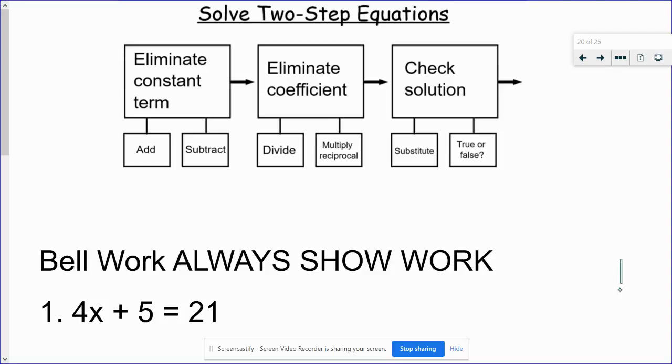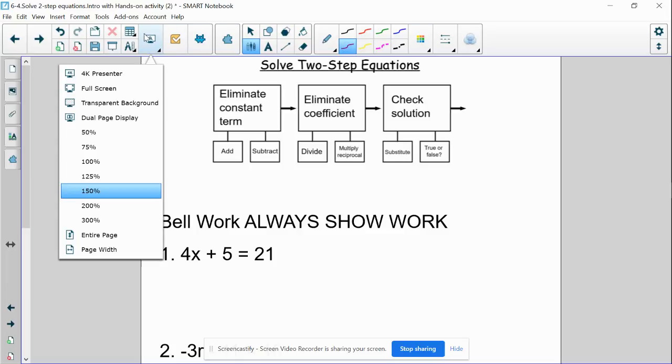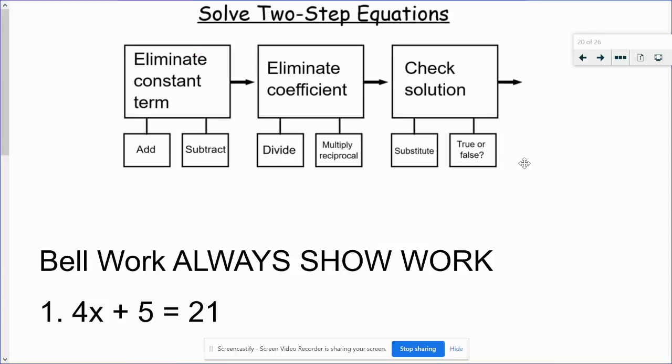Okay, I need to switch this to my pen so I can actually draw. Okay, so if you see addition, we're going to subtract. If we see subtraction, we're going to add.